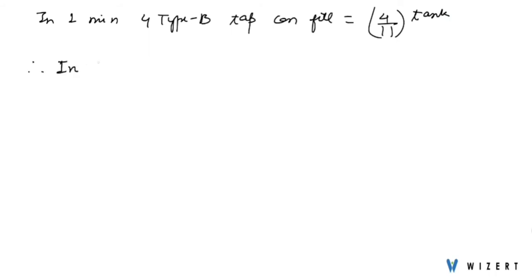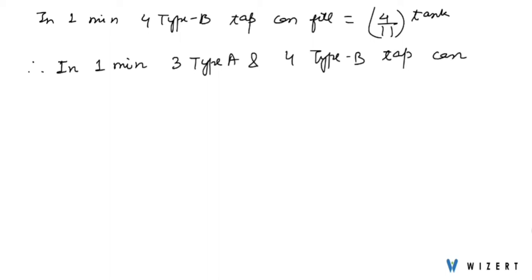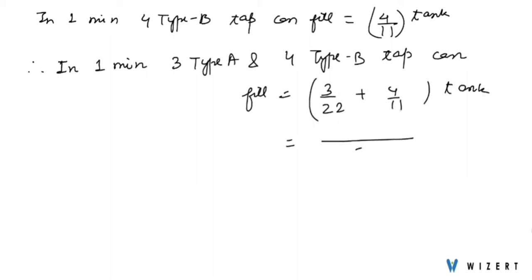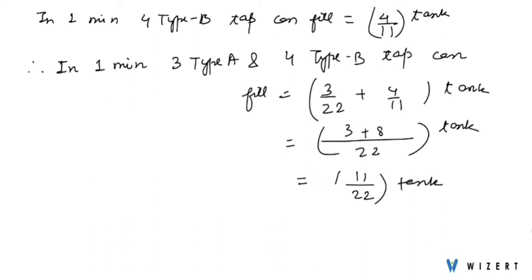Therefore if we combine these two, type A and type B taps, in 1 minute 3 type A and 4 type B taps can fill what part? Let us add this. So 3/22 plus 4/11th part of the tank. If we take LCM and solve this, this will be equal to 11/22 part of the tank, which is further equal to half of the tank. So half of the tank is filled in 1 minute by these 3 type A and 4 type B taps.